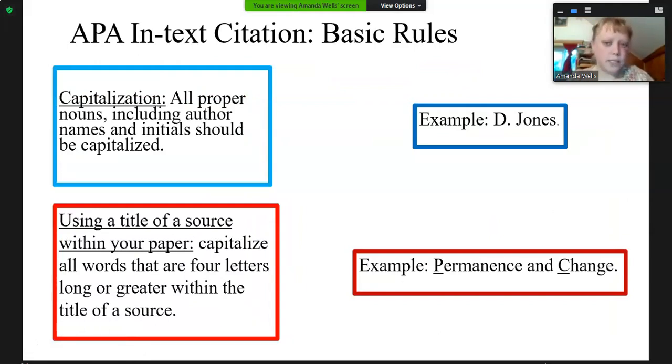For capitalization, again, it's all typical capitalization pretty much. It's nothing unusual. Just make sure you capitalize all the main words and proper names.